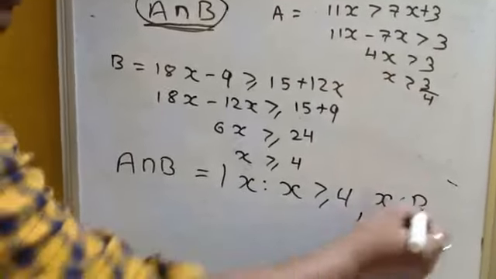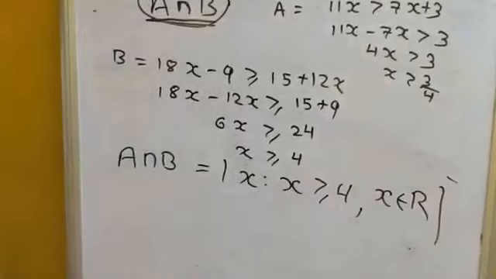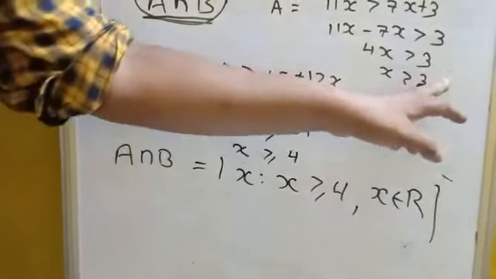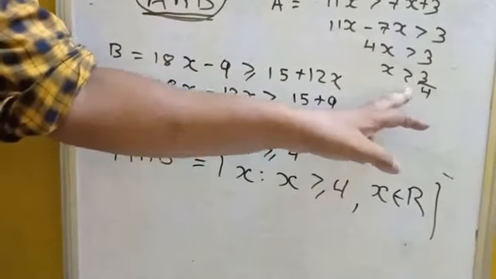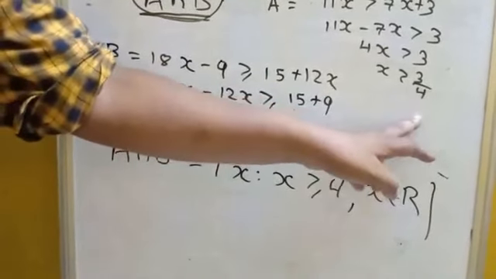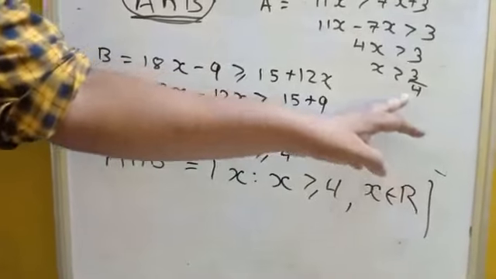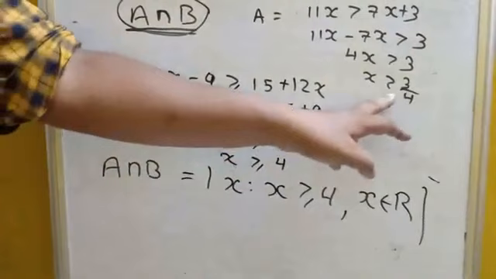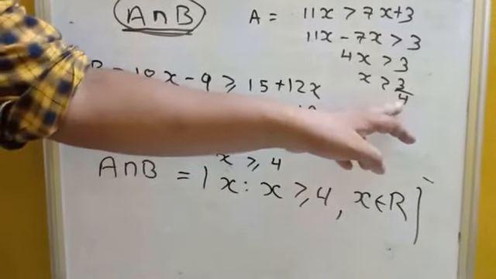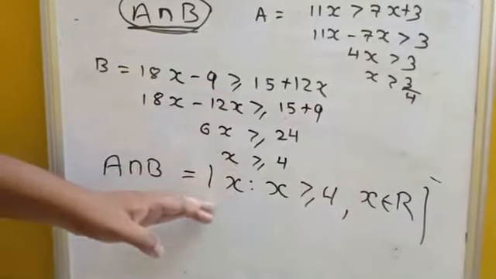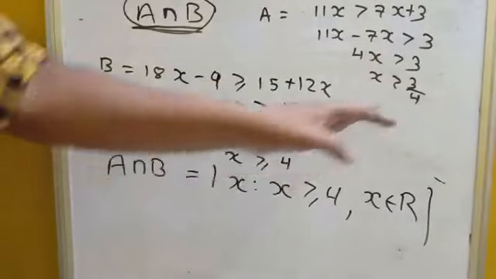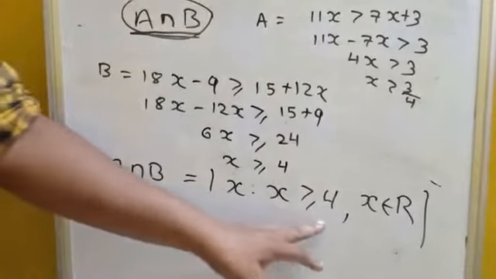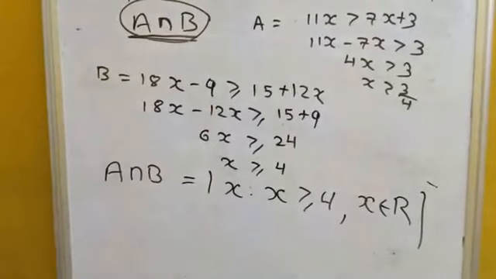Why did I write greater than or equal to 4? Because here x is greater than 3 by 4, so 1, 2, 3 also and 4 also come. But here x starts from 4, and there it starts after 3 by 4. So the common is from 4 onward. From both, the common is 4 and after. So you write x greater than or equal to 4 and x belongs to R.